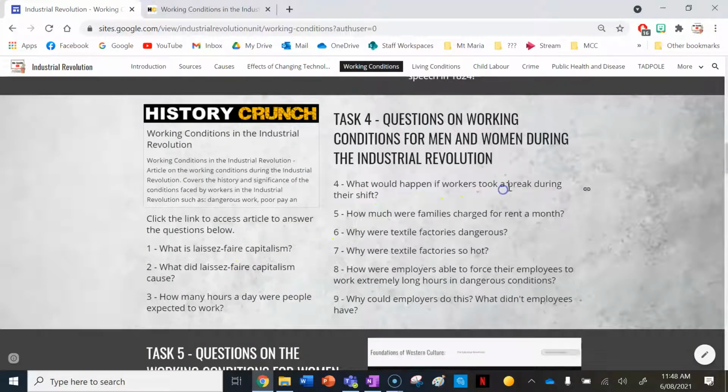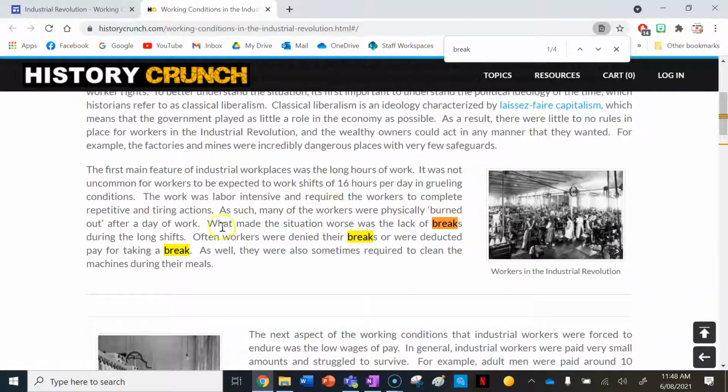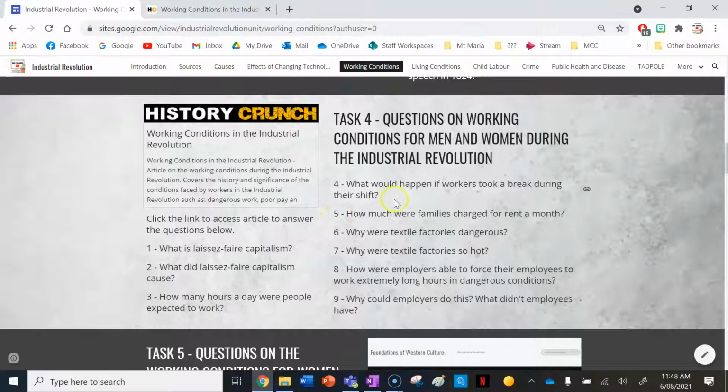What would happen if workers took a break during their shift? So I'm going to look for the word break. Okay, here we go. What made the situation worse was the lack of breaks during the long shifts. Often workers were denied their breaks or were deducted pay for taking breaks. So there's your answer for number 4.